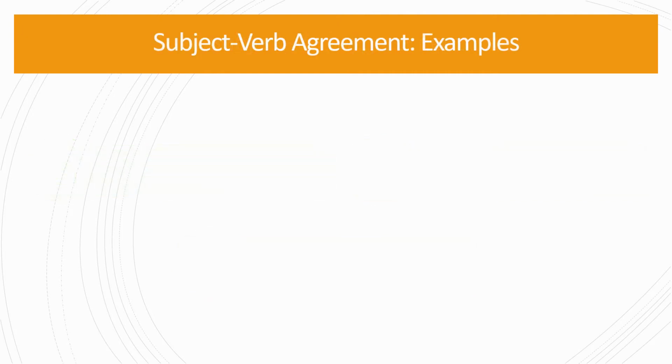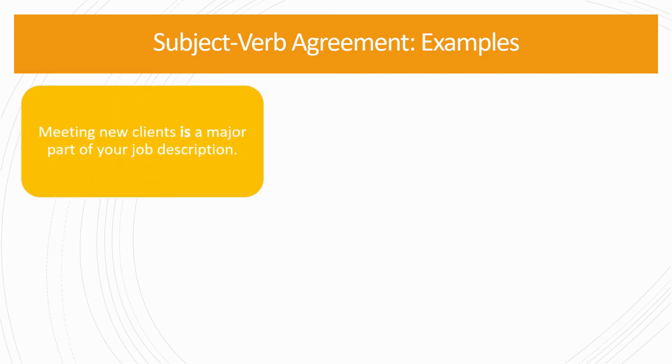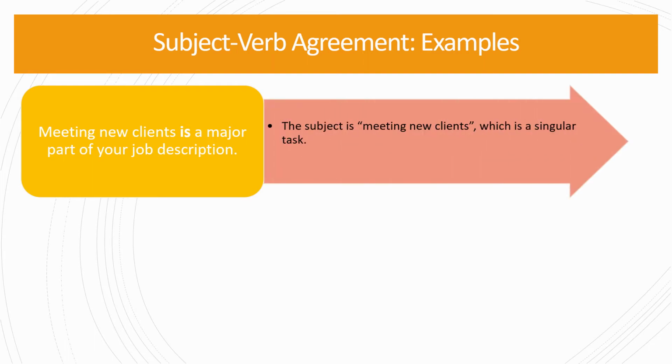Now, let's discuss a couple of examples. Look at the first sentence. Meeting new clients is a major part of your job description. Here, the subject is meeting new clients, which is a singular task. So, the verb will be singular, hence we use is instead of are.